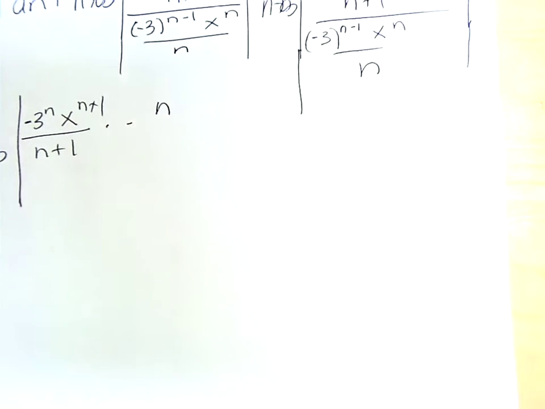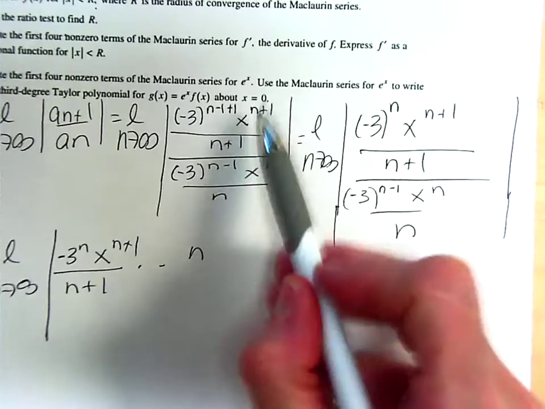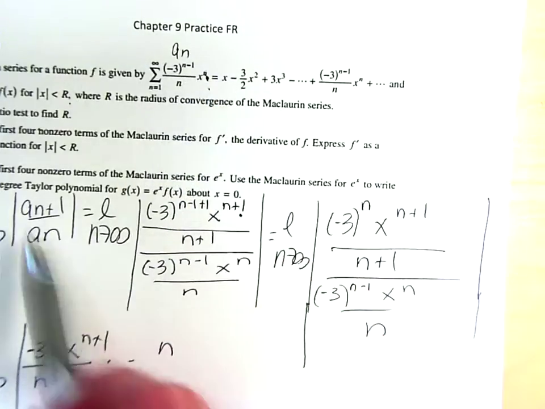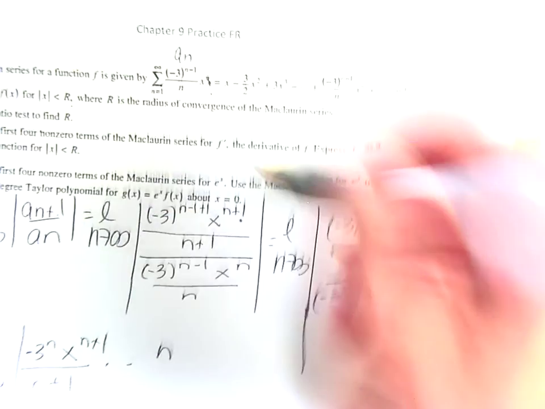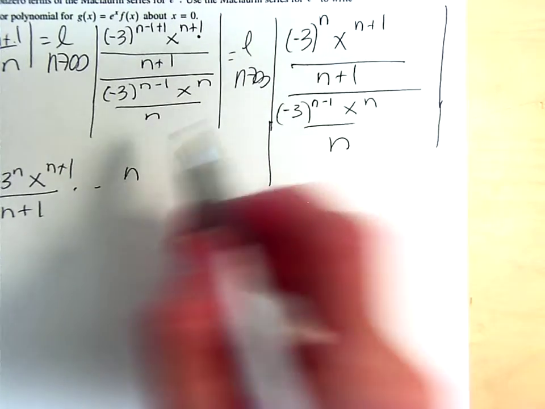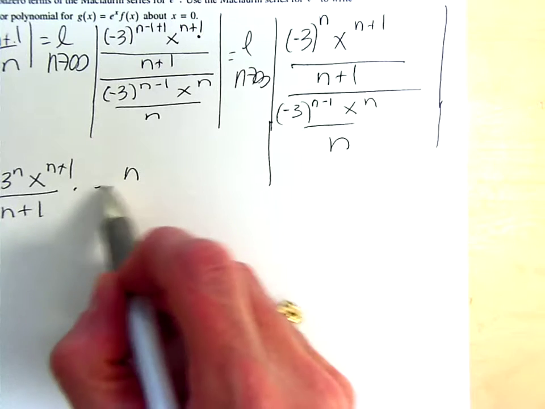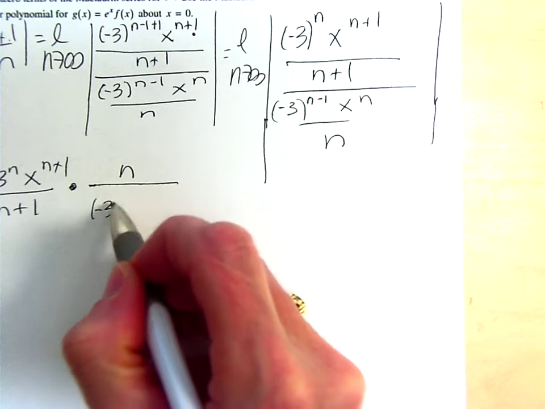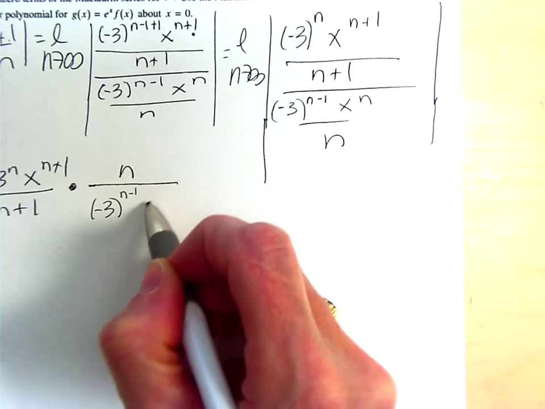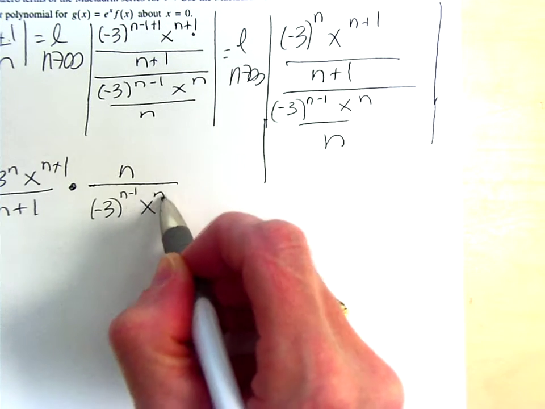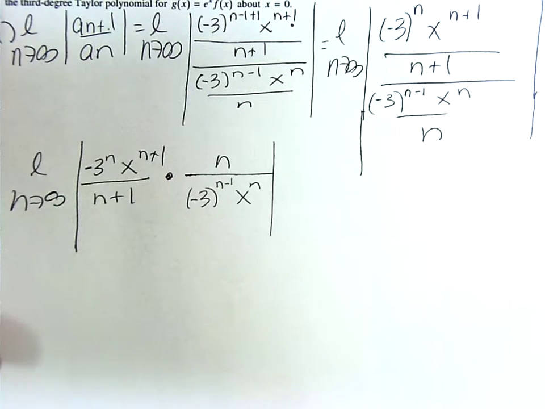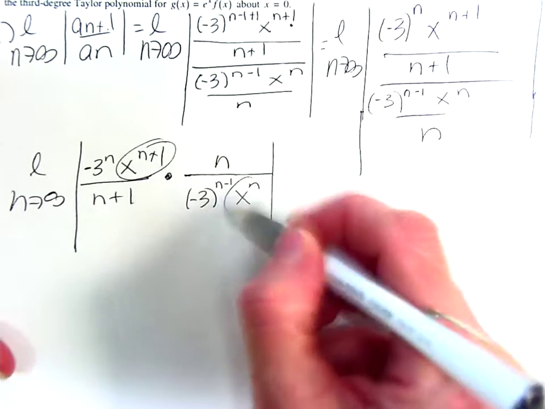Why is x to the n plus 1 there? Because that's what it was here. But why was that not there? Because here's n. a sub n plus 1 is in the top. So that's n, and then over minus 3 to the n minus 1, x to the n. Yes. Okay. So let's do the easy stuff first.